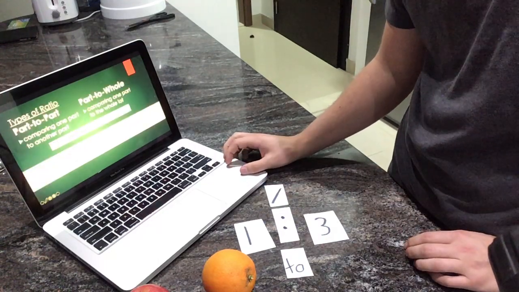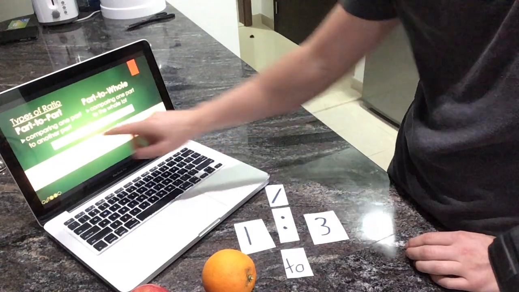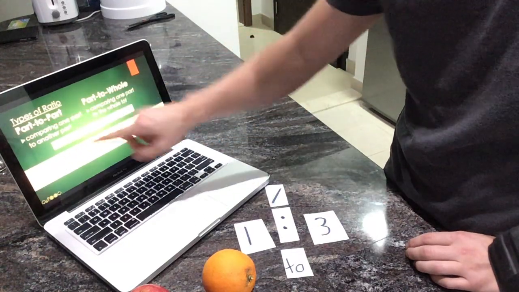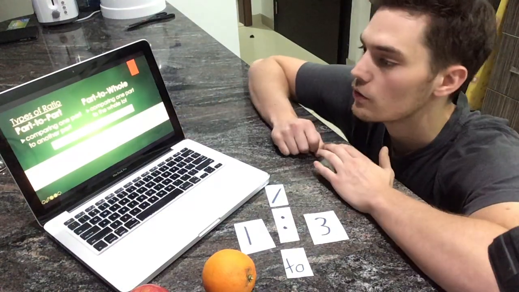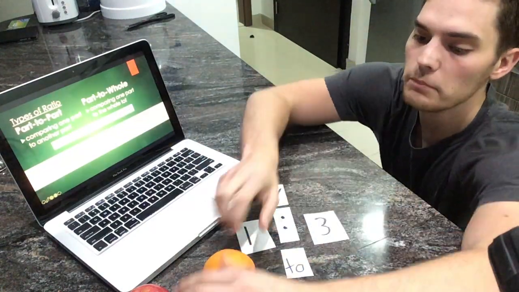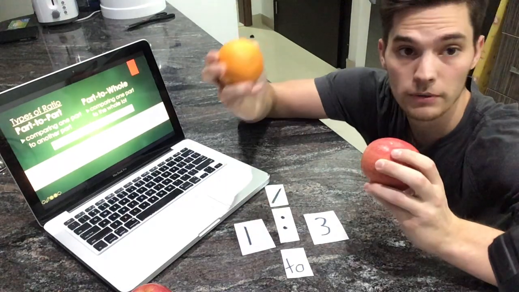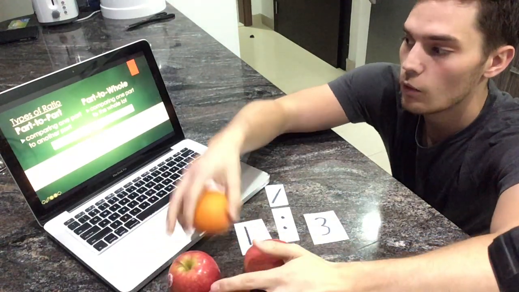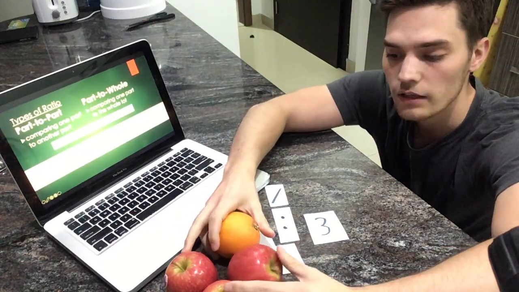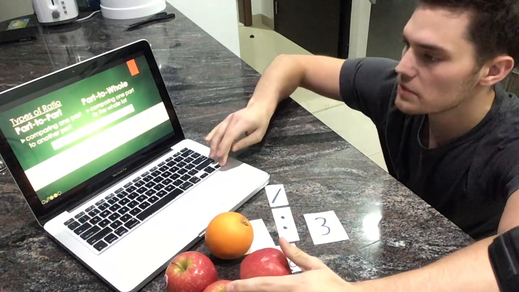All right? There are 2 types of ratios. There is part to part, and there's part to whole. Part to part is when you compare one part to another part. Part to whole is where you compare one part to the whole lot. All right? So let's look at some examples for that.